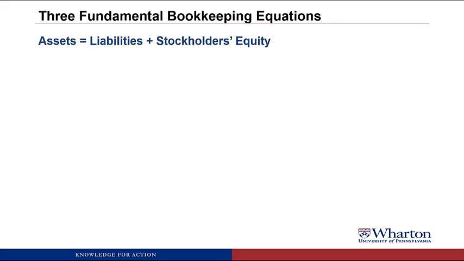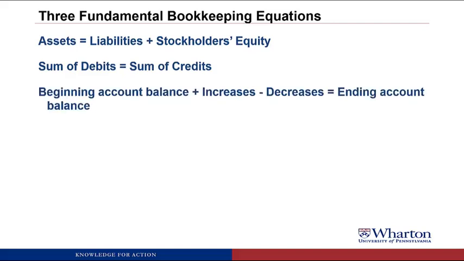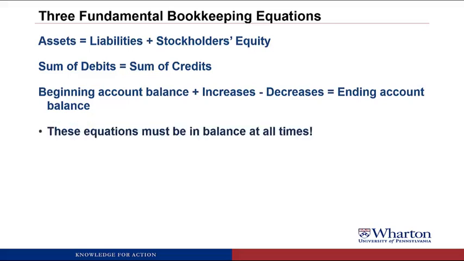The first equation we've seen before: assets equals liabilities plus stockholders' equity, the balance sheet equation. We're also going to introduce the equation that the sum of the debits has to equal the sum of the credits, and that the beginning balance of an account plus increases minus decreases has to equal the ending balance in an account. These 3 equations must balance at all times. This will come in handy because many times we'll be missing one piece of information, but we'll have everything else. Then we can use one of these equations to figure out the piece of information that we're missing.